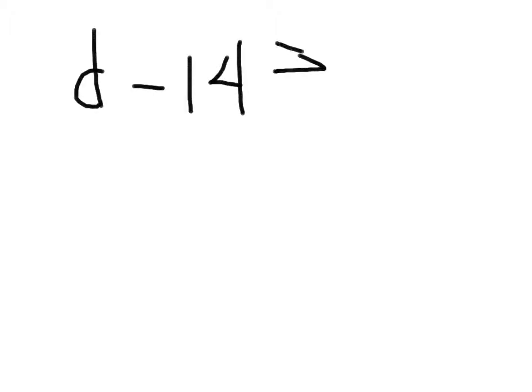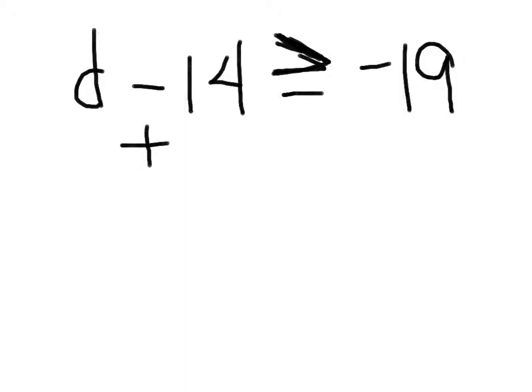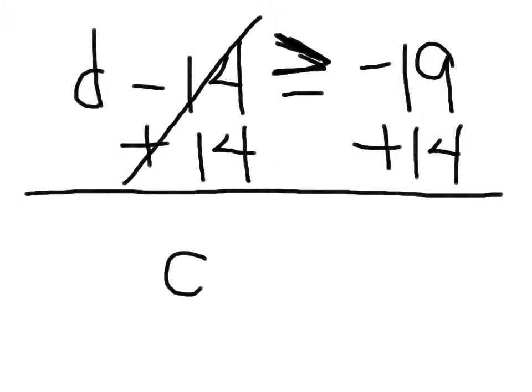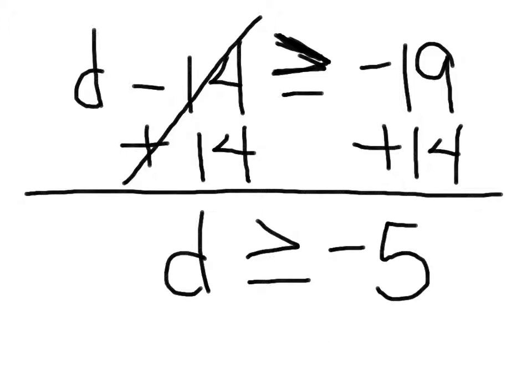All right, so we have d minus 14 is greater than or equal to negative 19. D equals negative 5, or d is greater than or equal to negative 5. Because what did you do? You had a minus 14, so add 14 to both sides. Good, and you did that in your head and got d is greater than or equal to negative 5. Nicely done.